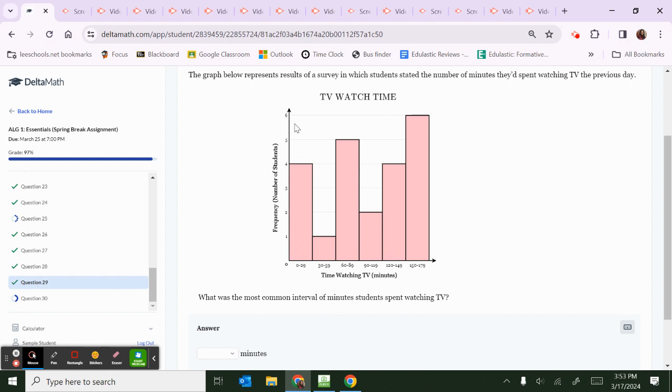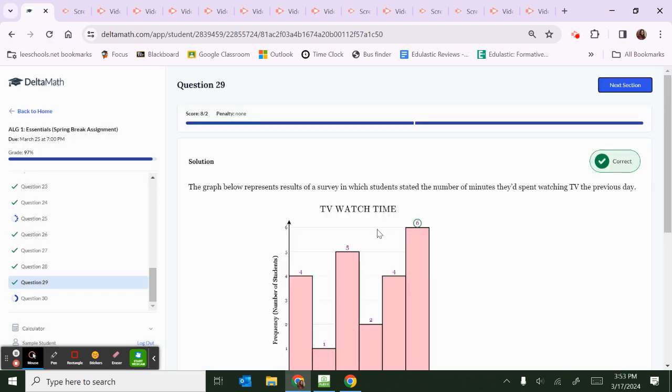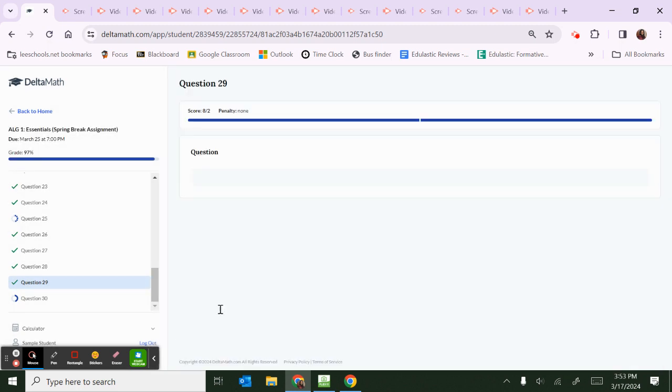And this is the number of students, okay? So what was the most common interval of minutes students spent watching TV? The most common thing would be the mode, or the highest bar, so from 150 to 179. That's a lot of minutes watching TV. Oh my goodness, all right?